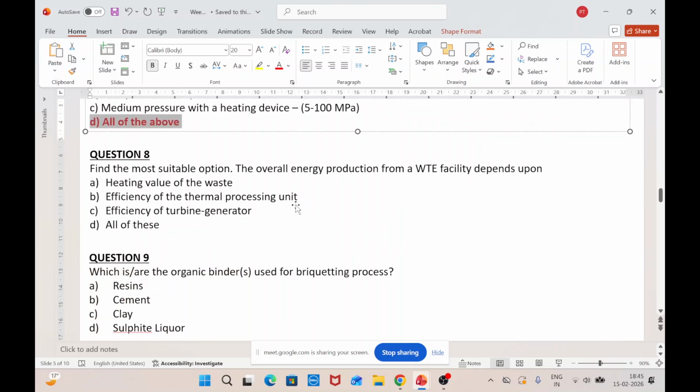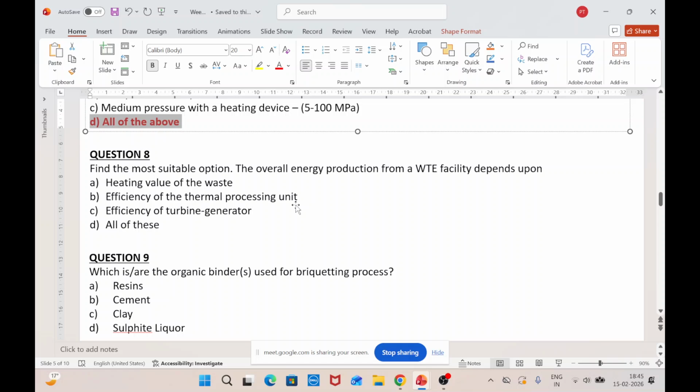So let's check the ninth question. Meanwhile, if anyone has anything to discuss related to question 7, please put forth your question, or otherwise look at question 9. Which of the following are the organic binders used for briquetting techniques? Resins, cement, clay, sulfite liquor.